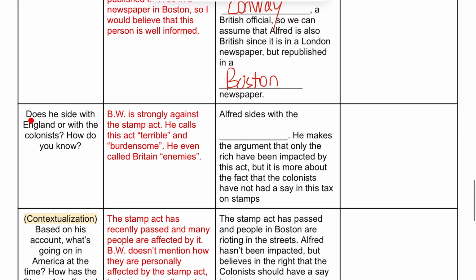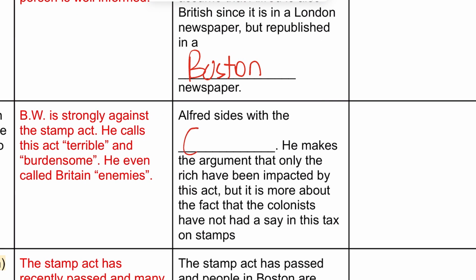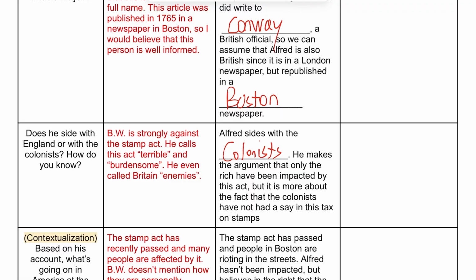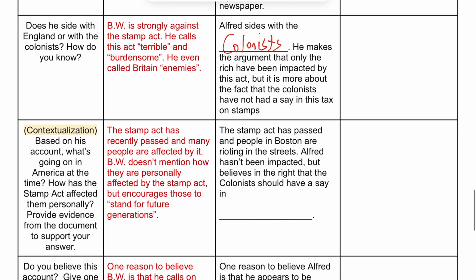Okay, so does he or she side with the colonists? How do you know? Alfred sides actually with the colonists. He makes the argument that only the rich have been impacted by this act, but it's more about the fact that the colonists have not had a say in this tax on stamps. Coming back to the phrase again and again, no taxation without representation.